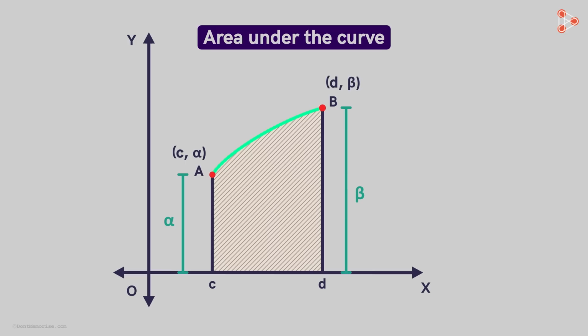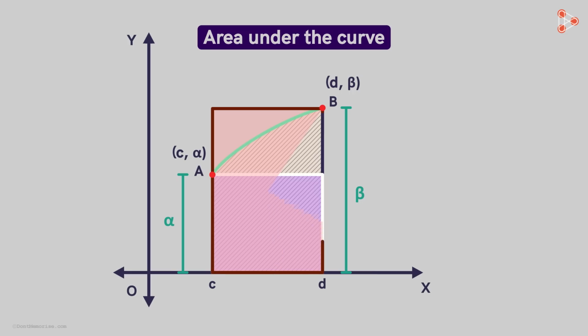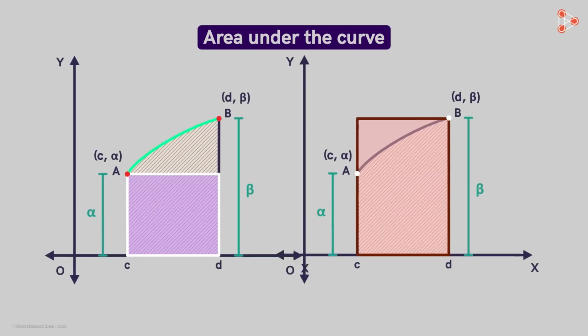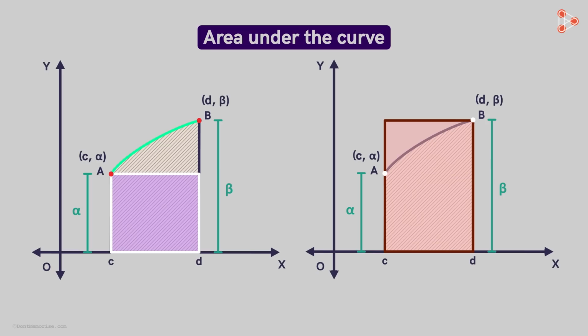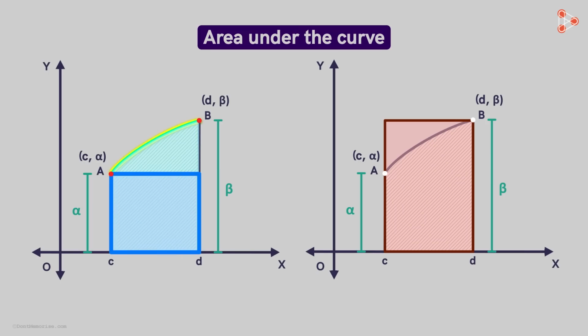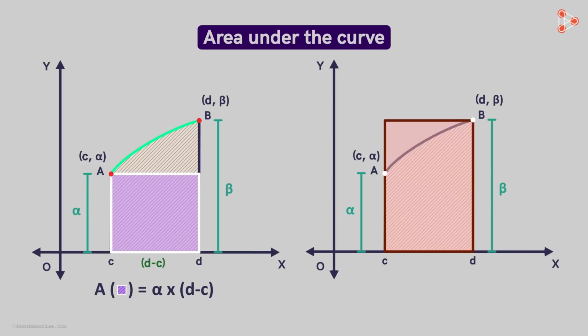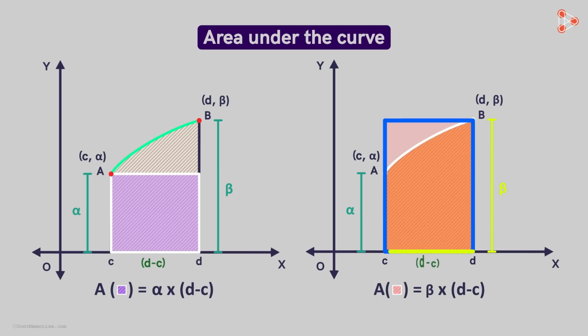Now by taking these 2 points, we draw 2 rectangles like this. For better understanding, let's draw these rectangles in 2 separate figures. So we see that the area under this curve will be greater than the area of this rectangle. The area of this rectangle will be alpha times this length, and this length is d minus c. Hence the area of the rectangle will be alpha times d minus c. And it can be seen that the area under this curve will be less than the area of this rectangle, which is beta times d minus c.